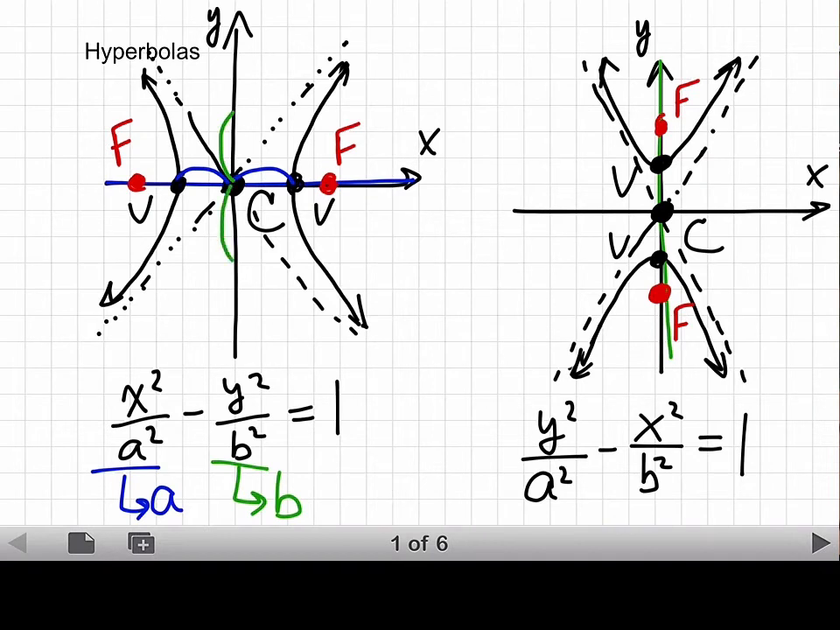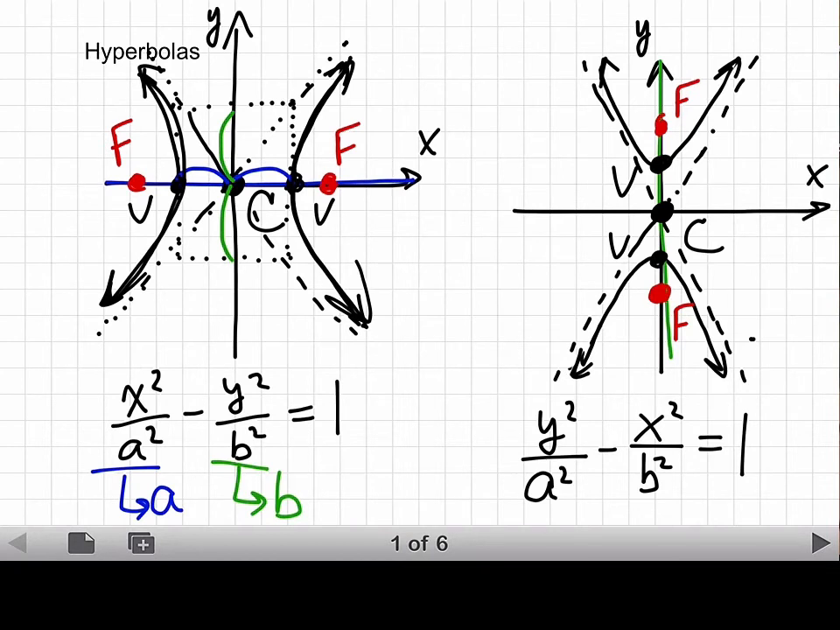We're going to use those dimensions to draw what's referred to as a fundamental rectangle. Once we have that rectangle drawn, the diagonals of the rectangle are what's going to give us the asymptotes. We're going to use the rectangle and the asymptotes to actually draw the branches of the hyperbola.